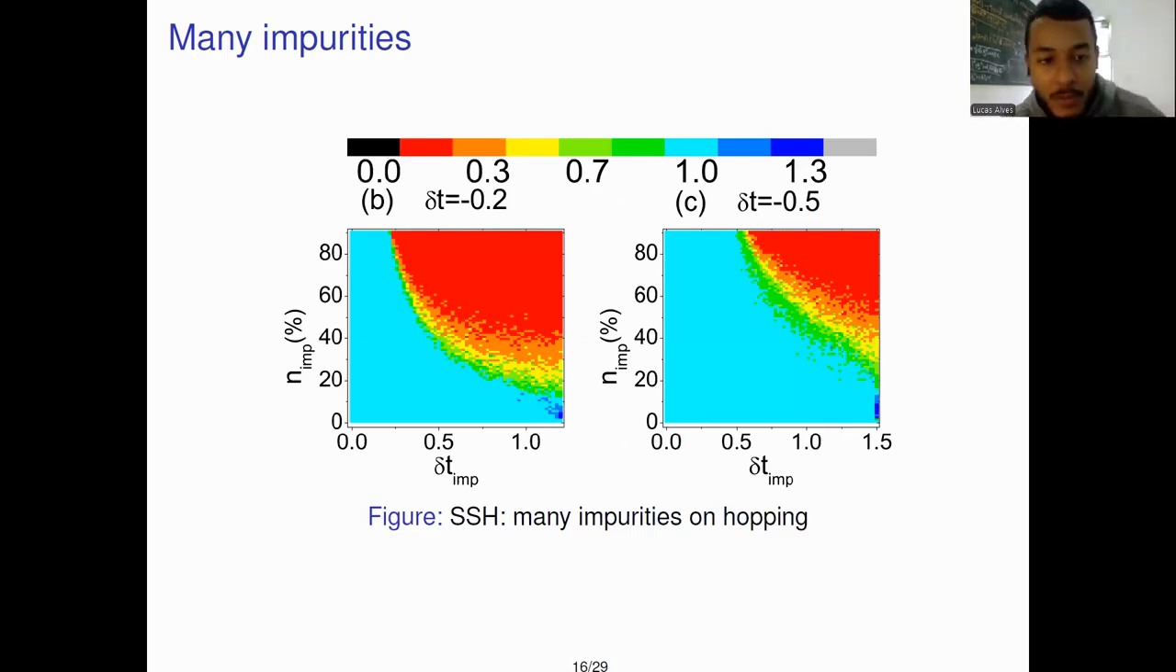In those two figures, we can see how we can change the system by transforming it from topological to trivial as we increase the density and the strength of impurities. We can control the gap by changing the parameter delta T here. I'm showing those two figures correspond to delta T equals minus 0.2 and minus 0.4.